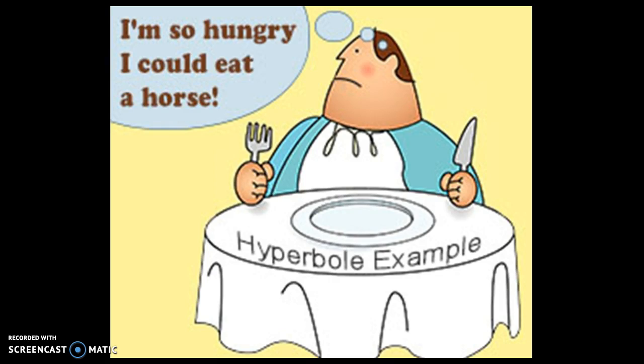So for instance, we've heard this phrase before, I'm so hungry I could eat a horse. This guy is not going to eat a horse. One, that's really cruel, and two, it's impossible. Horses are bigger than he is. His stomach could not actually consume that much food without exploding. So this is hyperbolic. It is not possible.